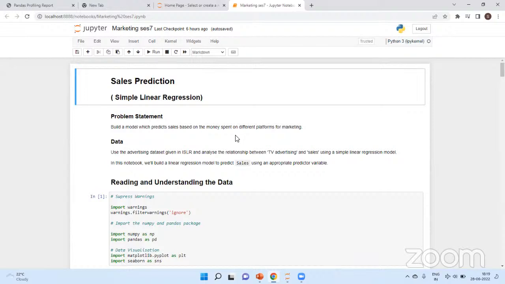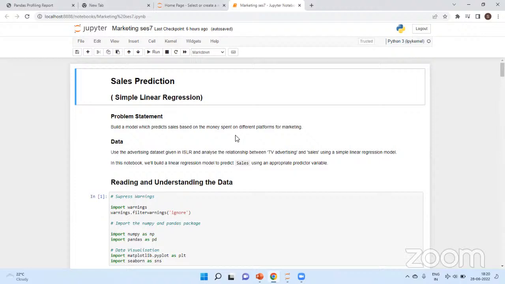So, sales prediction. The problem statement is to build a model which predicts sales based on money spent on different platforms for marketing. So, predict sales based on money spent. This is the problem statement.